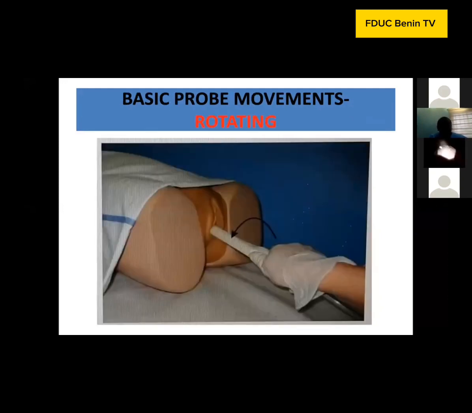Again, we rotate. We move from the 12 o'clock position to the 9 o'clock position anti-clockwise. The arrow denotes the rotational or circular movement. This moves the image from the longitudinal view to the transverse view.